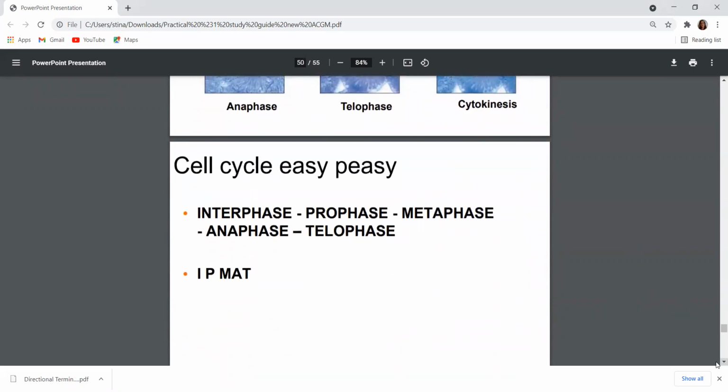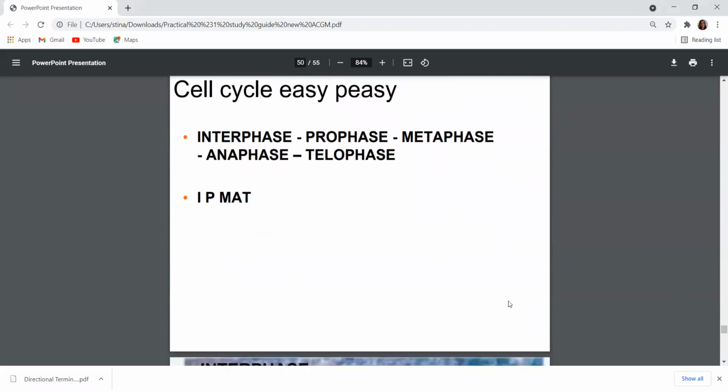Okay, this is what I wanted to do right here. You can remember your phases by a mnemonic called IPMAT. So there's I, and then there's PMAT.